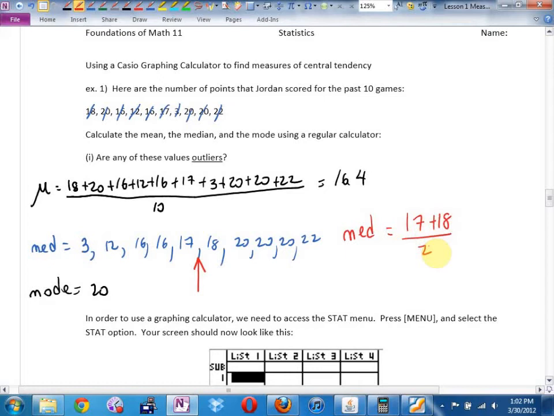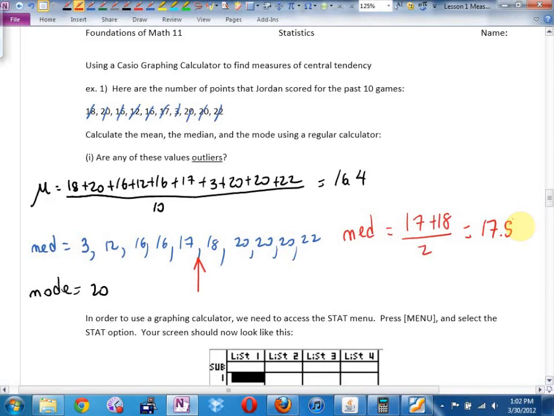Which is what? Emily, what'd you get? Sorry? Can't be. Halfway between, isn't it 17.5? No, no, no, no, no. What's exactly halfway between, that's the median. Okay.